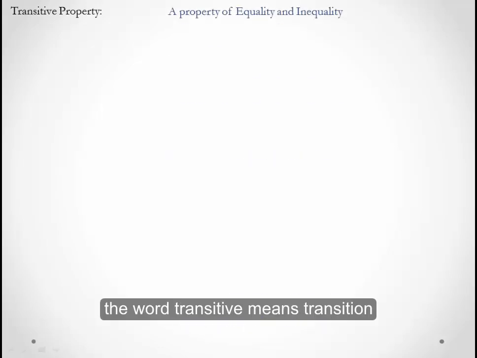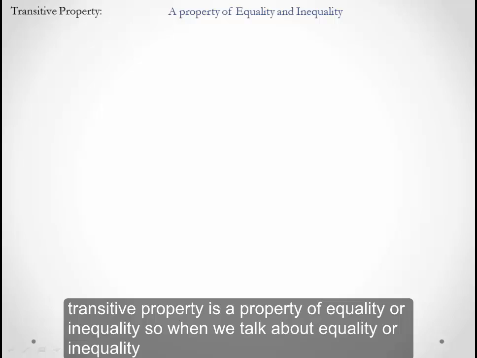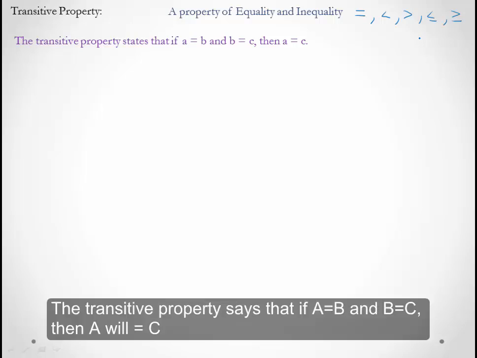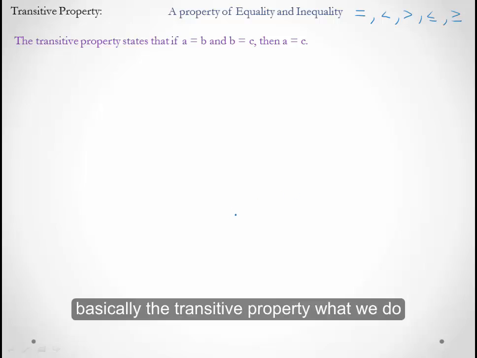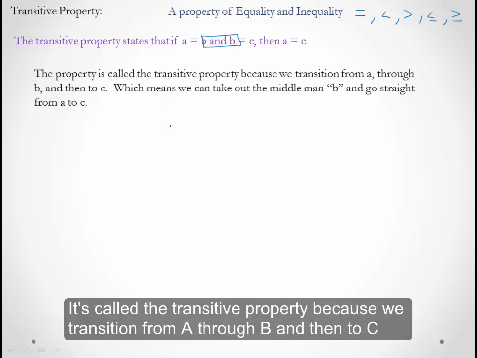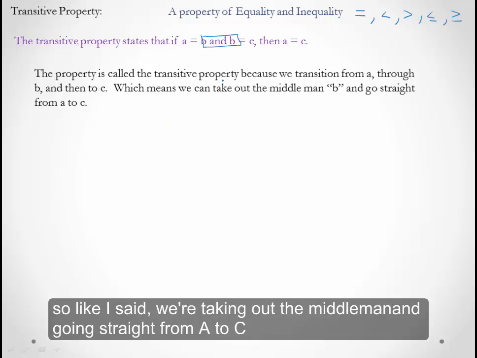Transitive property. The word transitive means transition. Transitive property is a property of equality or inequality. So when we talk about equality and inequality, we're using these symbols. The transitive property says that if A equals B and B equals C, then A will equal C. Basically with transitive property, what we do is we cut out the middleman. It's called the transitive property because we transition from A through B and then to C. So like I said, we're taking out the middleman and going straight from A to C.